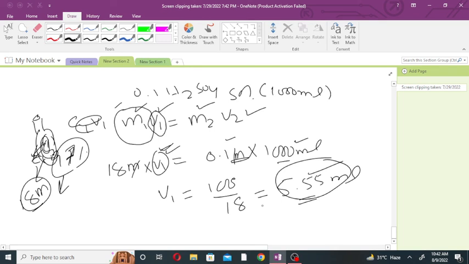So we will take 5.5 ml of H2SO4 from this bottle into the pipette, and we will add this 5.5 ml of H2SO4 into the distilled water. Finally we will stir it, and bring the volume of this solution to 1 liter. So we will get a 0.1 molar H2SO4 solution whose volume is 1 liter.